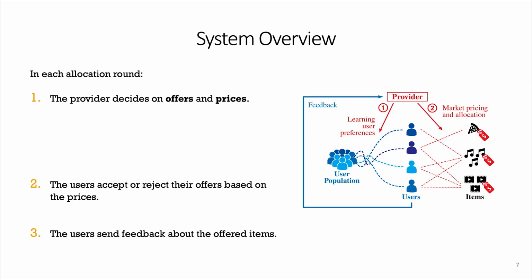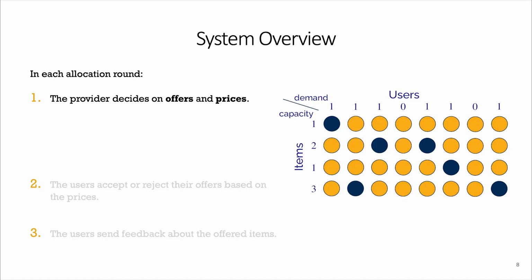In each allocation round, the system operates in three different stages. In the first stage, the provider decides on offers and prices, which are going to be applied to the system. The second part is where the users accept or reject their offers based on the prices. And the third part is where the users send their feedback about the offered items.